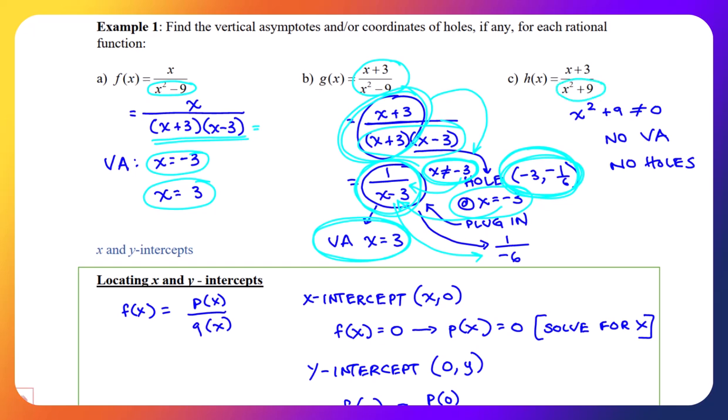Set this guy to 0, and it's not going to happen because if I square something, it's positive. Add 9, it's more positive. It's never going to be 0. No vertical asymptote, no hole.